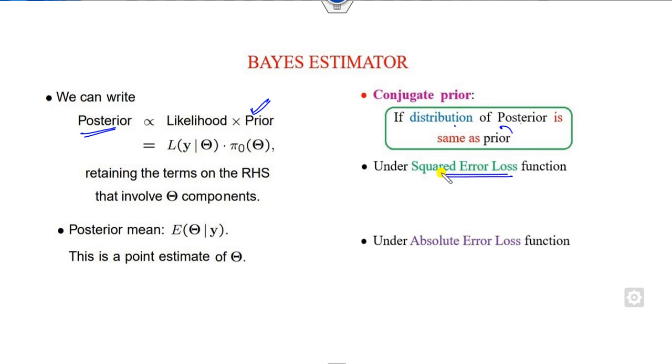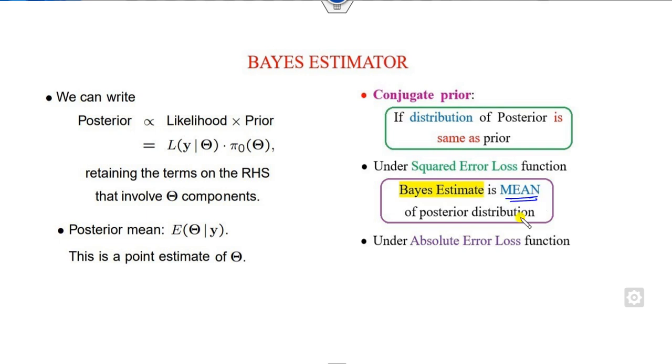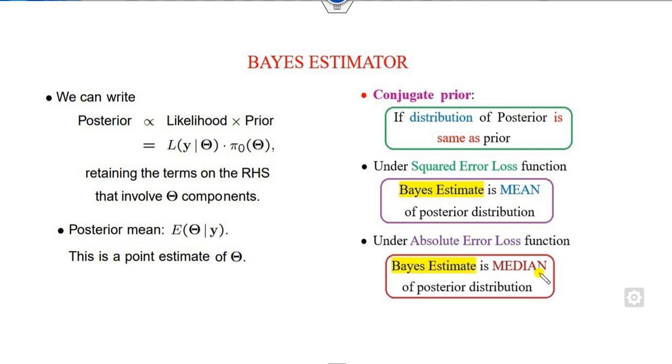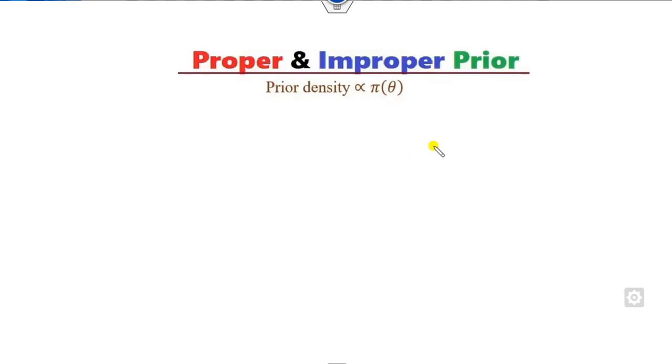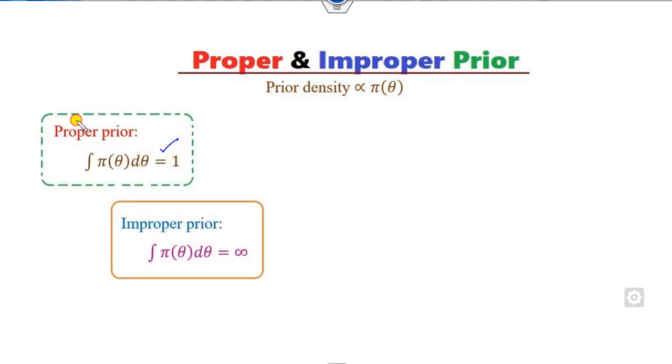How can you find the estimator under the squared error loss function? You identify the distribution of the posterior. Once you identify the distribution, under the squared error loss it is always the mean, while under the absolute error loss you always try to find the median. Another shortcut trick is what the proper and the improper prior are. If you have the prior distribution denoted as pi, you integrate this pi over the range of theta, and it comes out to be either 1 or infinity. If it comes out to be 1, then we call it the proper prior.